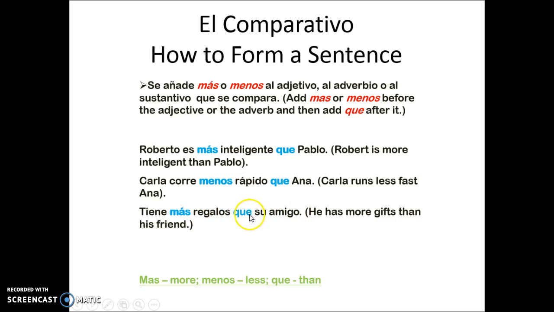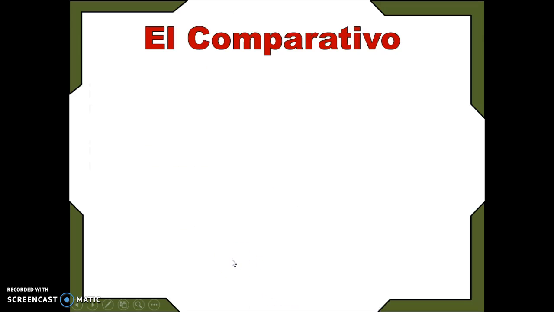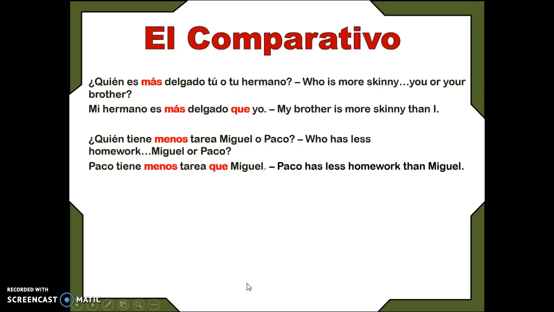Again, make a little sandwich here, comparative sandwich. Más, and then adjective or adverb, and que. So if you look down here, más means more, menos means less, and que means than. All right, let's look at some more sentences.